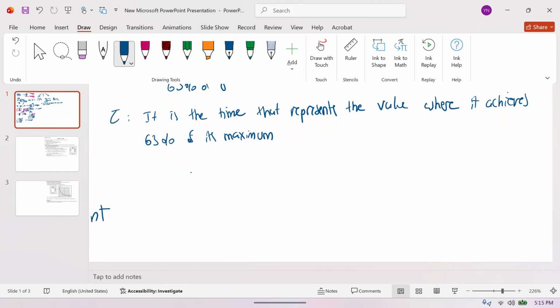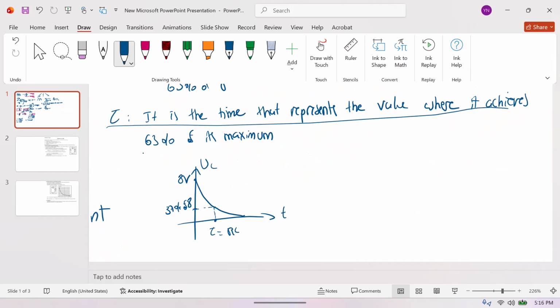Now, what about the phase of discharge? In the phase of discharge, every time I try to find, let's say this is 8 volts, it's the voltage in function of time. Every time we try to find the 37% of the maximum value on the curve and we go out to find the time, this is also tau, which is RC. So it's the same sentence, I just rewrite it, but instead of saying 63%, we say 37%. So the previous one is the phase of charge, and this is the phase of discharge.